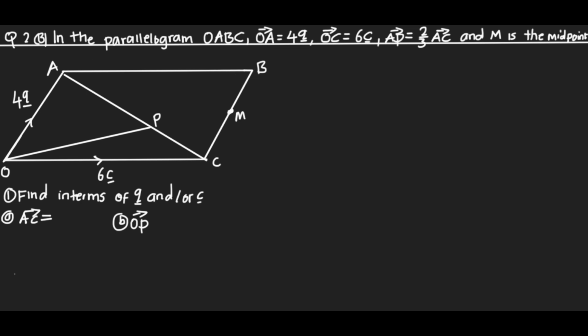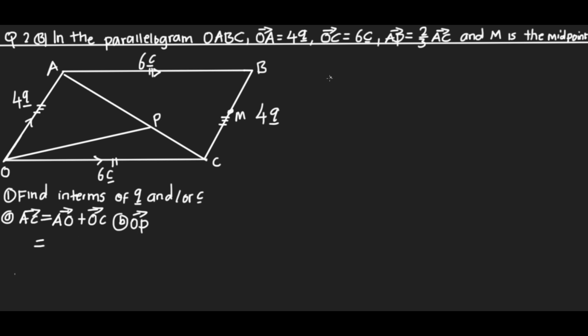Now I know someone may wonder, why are we using AB if we don't have the value? So remember, this is a parallelogram. It means this vector is equal to this vector. So since there is 6c here, this is 6c. So this line here is also equal to this line here. So here there is also 4q. So we can use any route that we want. So let's just use AO. So we're going to say AO plus OC.